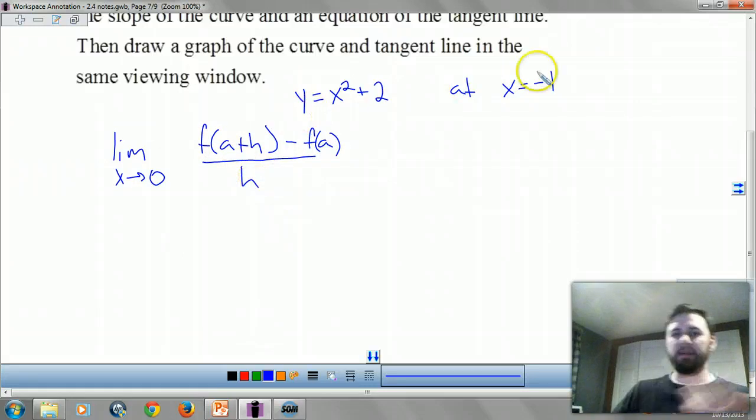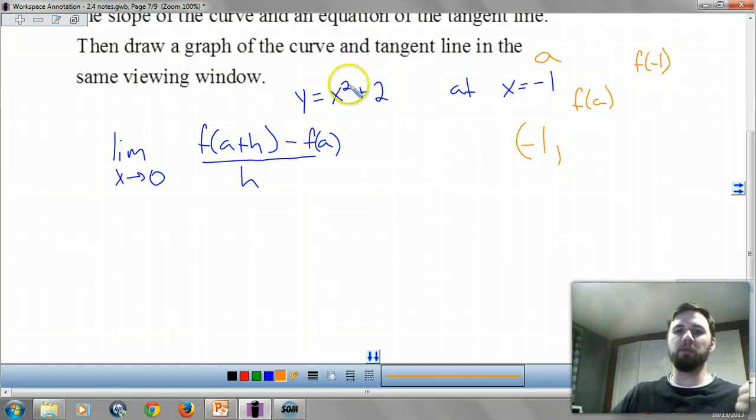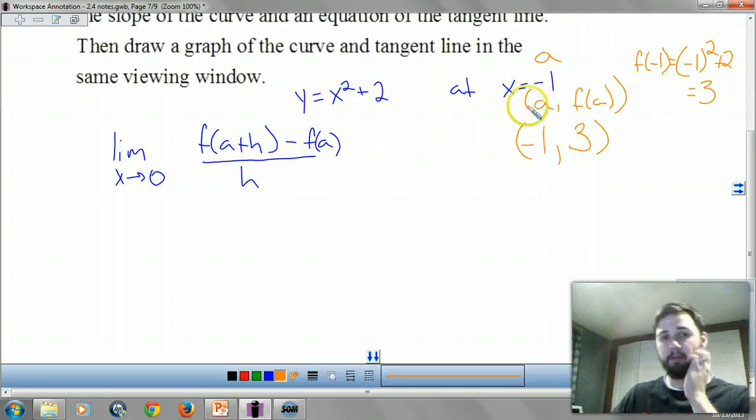But we actually have a point. Think about it this way. This is our a, right? So we're using point -1, and then you use f of a. F of -1, we plug it into the function. So -1 squared plus 2 is 3. So that's our f of a, and we got that from this x equals -1.